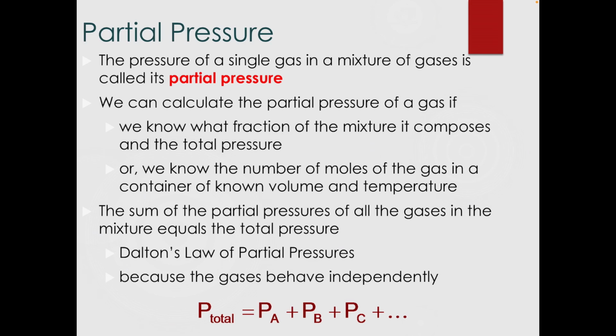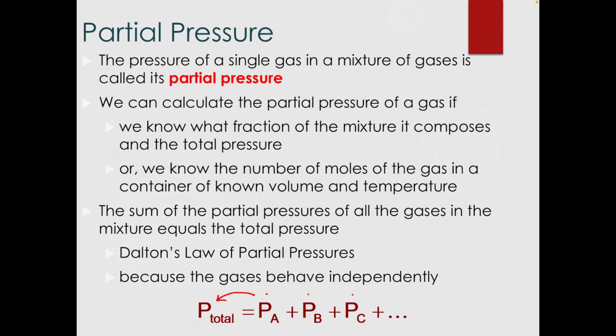We can also know the number of moles of a gas, and then we can calculate the pressure due to that using the ideal gas law, and then again, add them all up. The sum of all of the pressures of the gases in the mixture will equal the total pressure. So the pressure due to gas A plus the pressure due to gas B plus the pressure due to gas C will equal the total pressure.